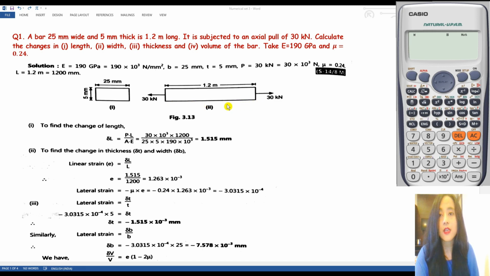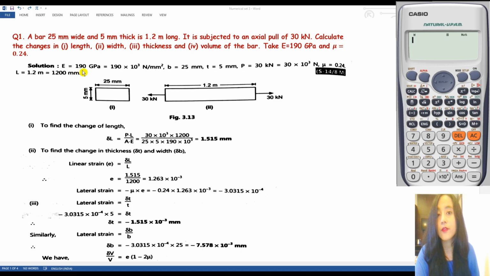Now, when the tensile force acts on a body or any material, it will elongate the body. So as it elongates the length of the material, the secondary lengths will be decreasing. What are the secondary lengths? Those are width and its thickness. So we will have to find change in its length, change in its width, change in its thickness, and volume of the bar.